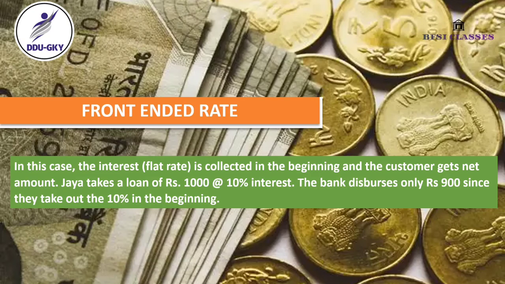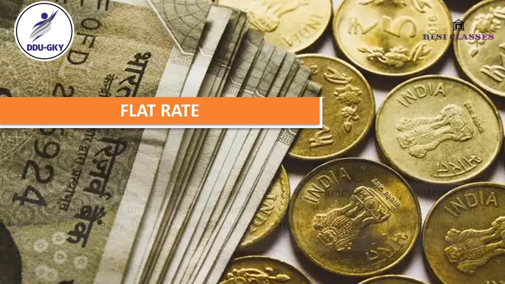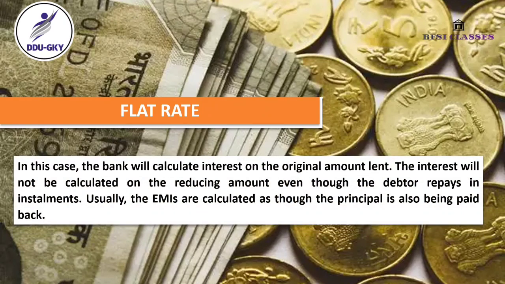Flat rate. In this case, the bank will calculate interest on the original amount lent or deposited. The interest will not be calculated on the reducing amount even though the debtor repays in installments. Usually, the EMIs are calculated as though the principal is also being paid back.